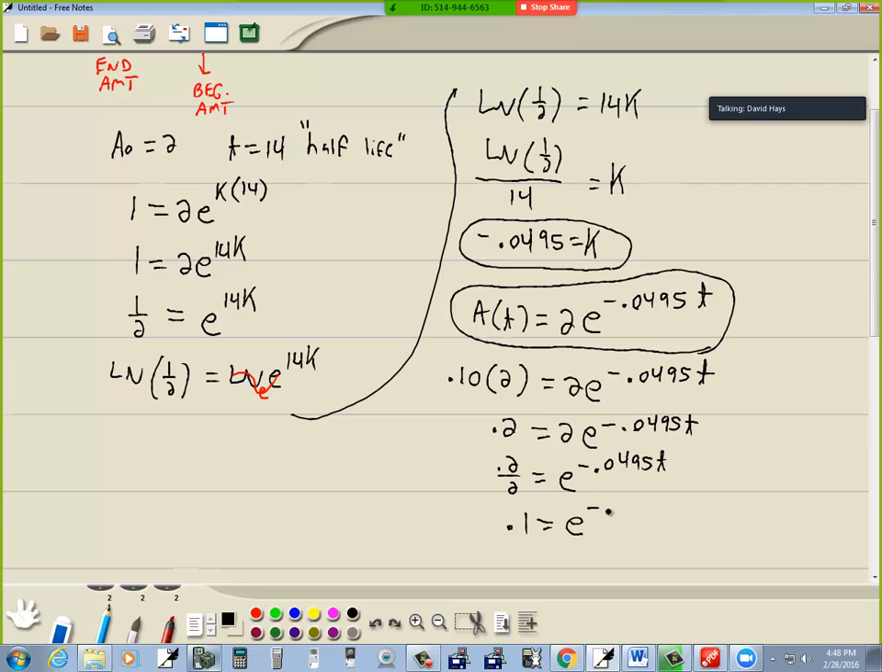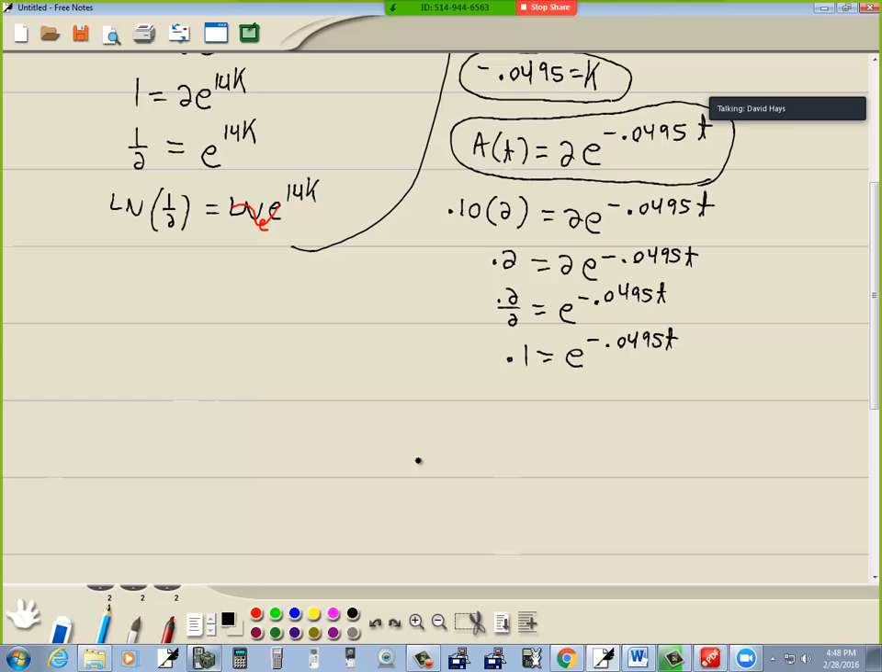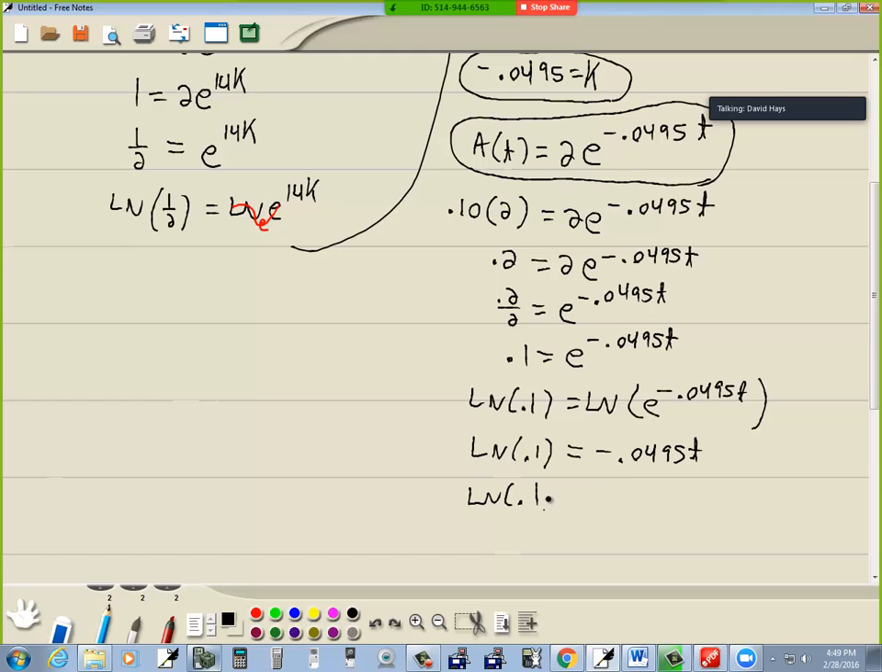So we have 0.1 equals e to the negative 0.0495t. Now our second step is natural log. Take natural log of both sides. So we've got natural log of 0.1 is equal to natural log of e to the negative 0.0495t. And remember, natural log and e cancel each other out. So that gives us negative 0.0495t. And then divide both sides by negative 0.0495, and that'll give you your answer. I won't plug it in the calculator. All right, does that make sense?